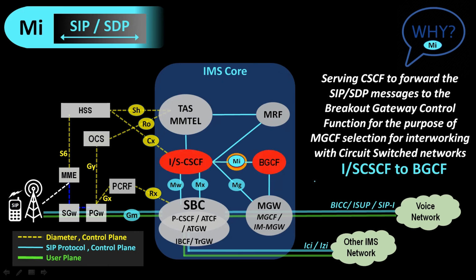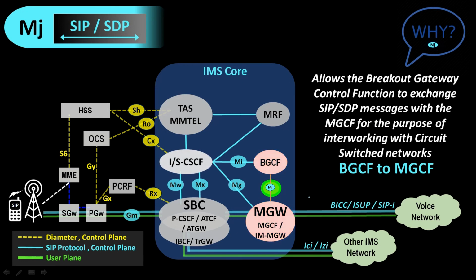Now the next one is the MI interface. This is an interface between the CSCF and BGCF, serving CSCF to forward the SIP and SDP messages to the breakout gateway control function for the purpose of MGCF selection for interworking with the circuit switch networks. The MI interface is also based on SIP, and this interface is used to exchange messages between the SCSCF and BGCF for internetworking with the PSTN.